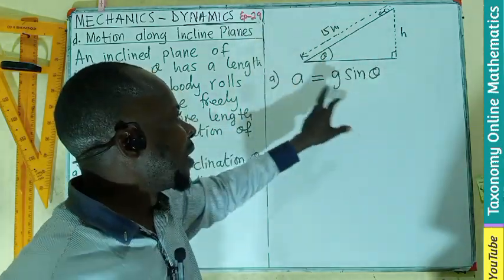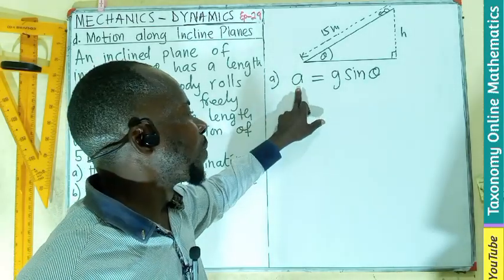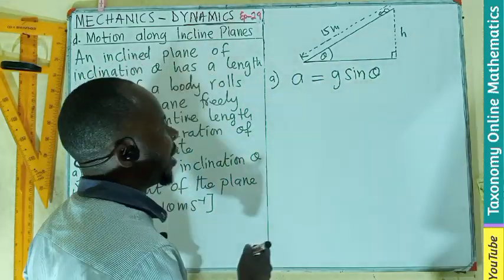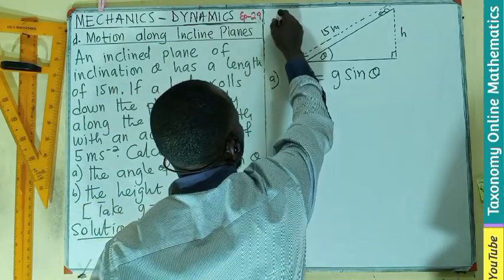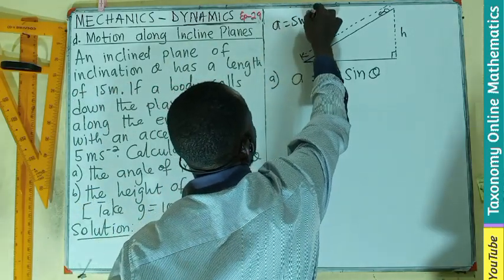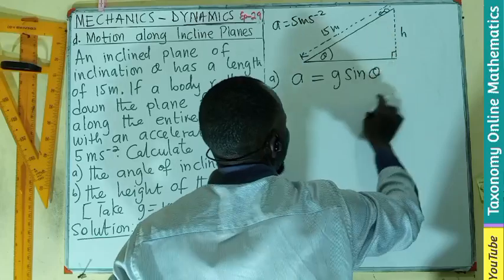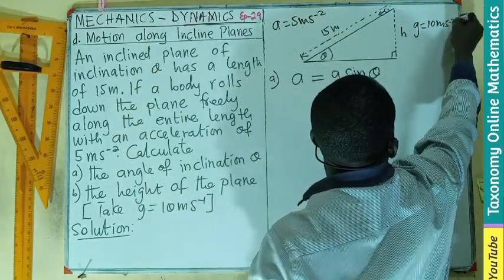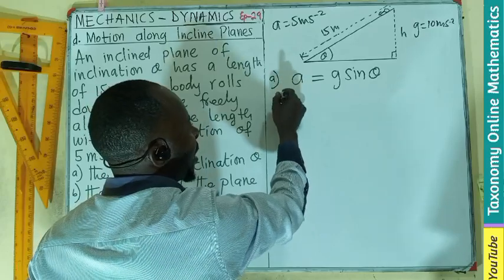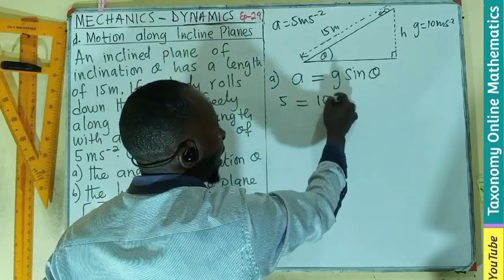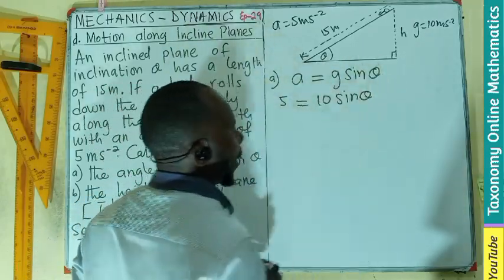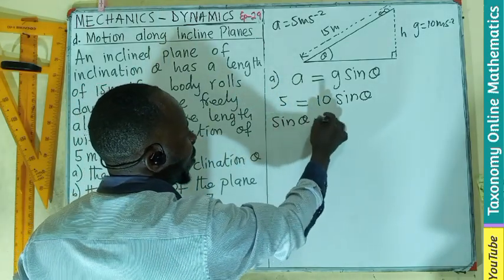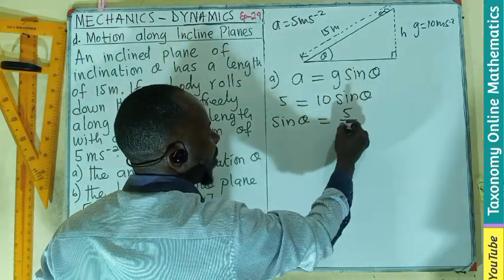So within this, the acceleration has been provided, and the force of gravity too. The only unknown is this. So I can only say that a equals 5 meters per second squared, but again, your g is also 10 meters per second squared. So by substitution, I have 5 equals 10 sine theta. Let's divide by 10. The sine theta will now become 5 divided by 10.